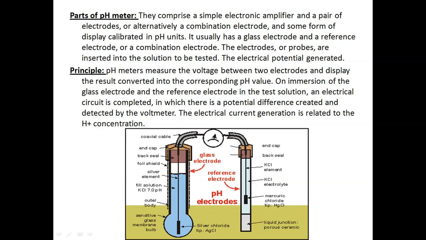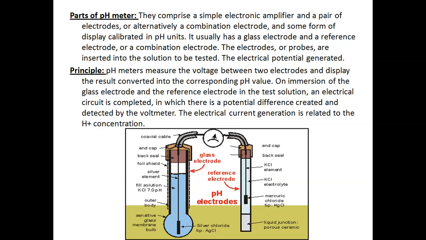So the electrical current generation is related to the hydrogen ion concentration. So this is the principle by which a pH meter works. I would like to read the slide for you again: a pH meter basically comprises a simple electronic amplifier and a pair of electrodes, or alternatively a combination of electrodes, and some form of display calibrated in pH units. It usually has a glass electrode and a reference electrode, or a combination electrode.